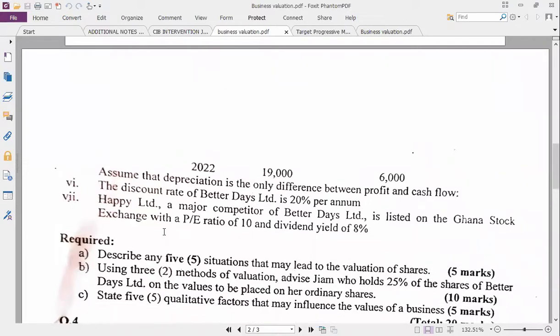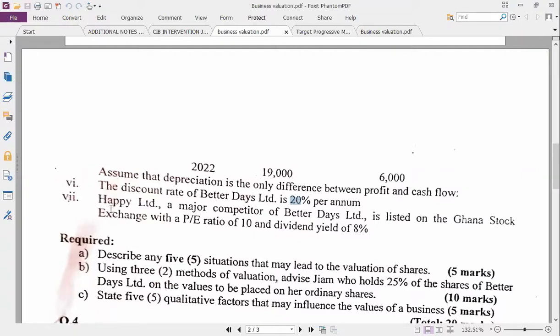I've jumped some stuff. Note 6. The discount rate of Better Days Limited is 20%. Like I said, if not 10, 15, it will go to 20, but they can give any of them. So 20% is the cost of capital. This is what you are going to use to discount all the cash flows.